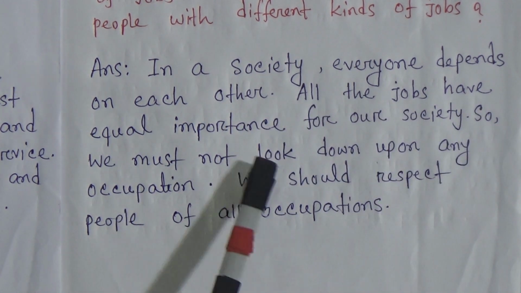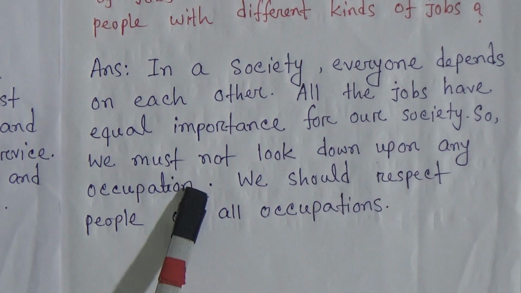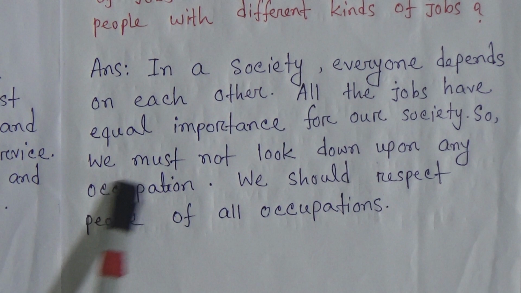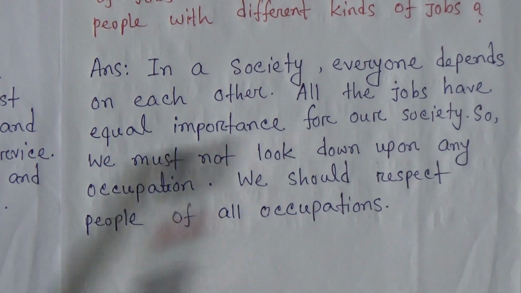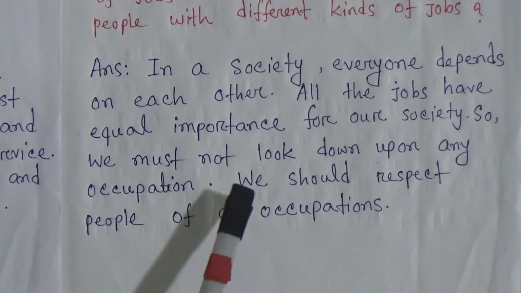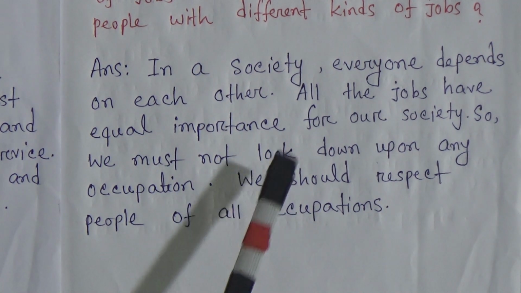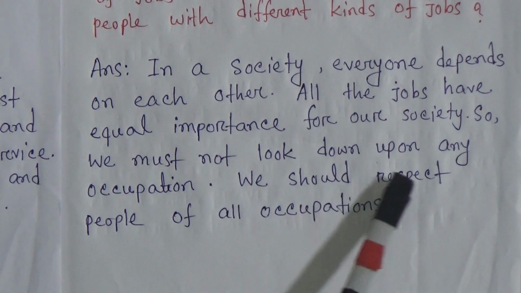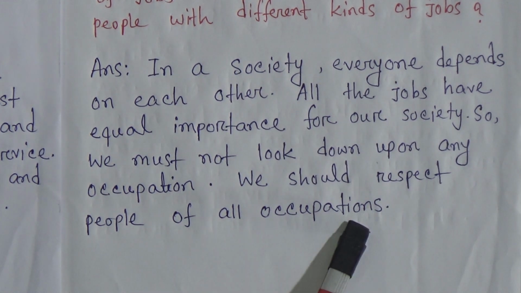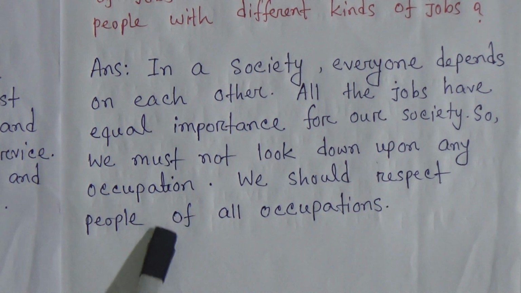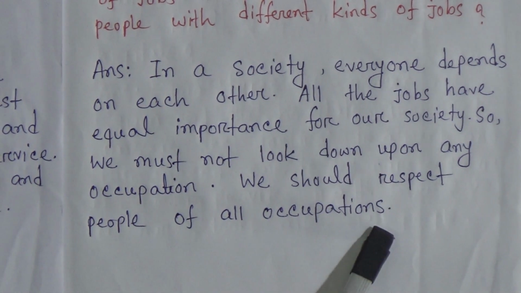So we must not look down upon any occupation. Here look down upon means hate. So we must not hate any occupations, because all occupations are important and all the jobs have equal importance for our society. We should respect people of all occupations. So we will be respectful for all the occupations.